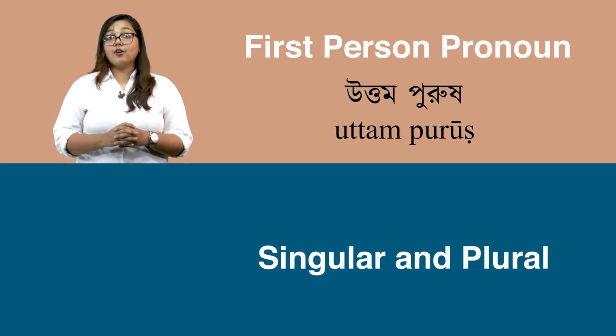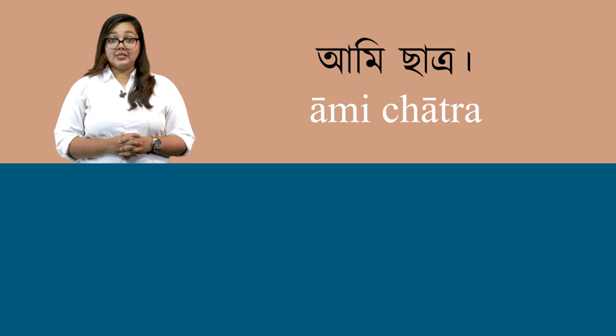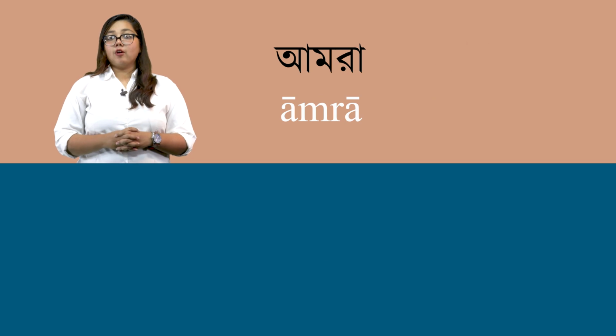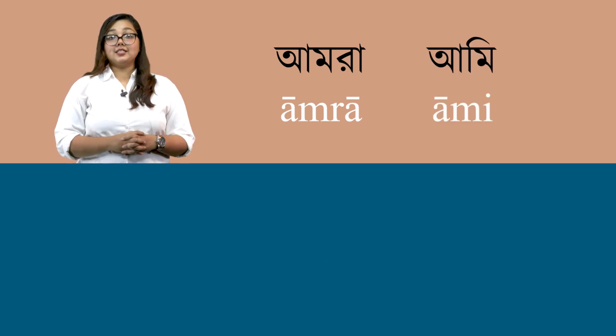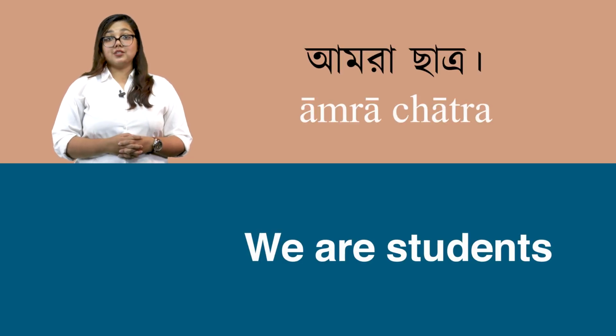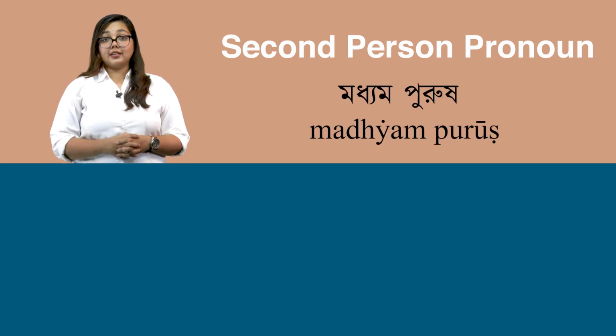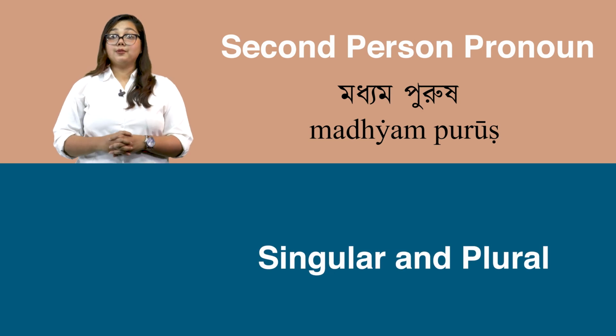Now, first person pronoun is called uttam purush in Bangla. It can be singular and plural. Ami, the first person, refers to the speaker. It means I in English. Example, Ami chhatro means I am a student. Amra is a plural form of Ami. The English meaning is we. Example, Amra chhatro. We are students. The second person pronoun is called Moddham Purush in Bangla. It can be singular and plural. It has 3 forms in terms of honorificity and familiarity.